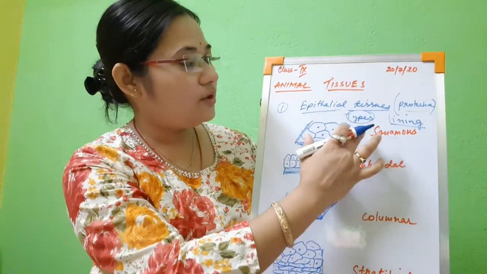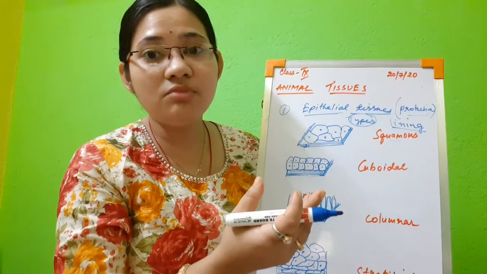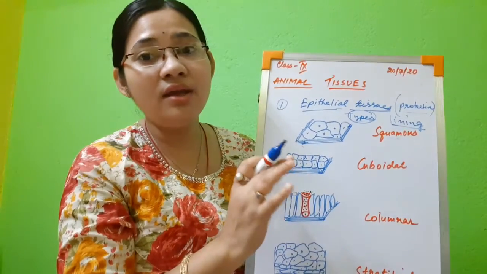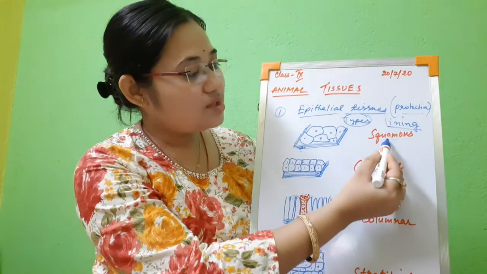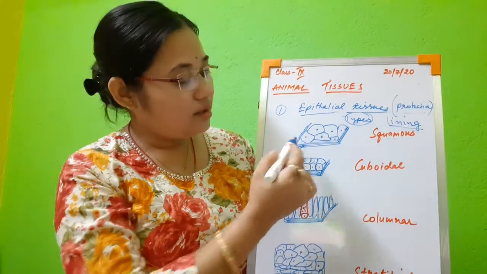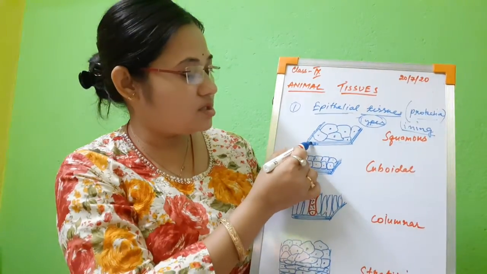Now the first type of epithelial tissue is squamous epithelial tissue. Squamous means square shape, but they are very thin in nature. These squamous tissues are present adjacent to each other and they are present on a basement membrane. This is called the basement membrane.